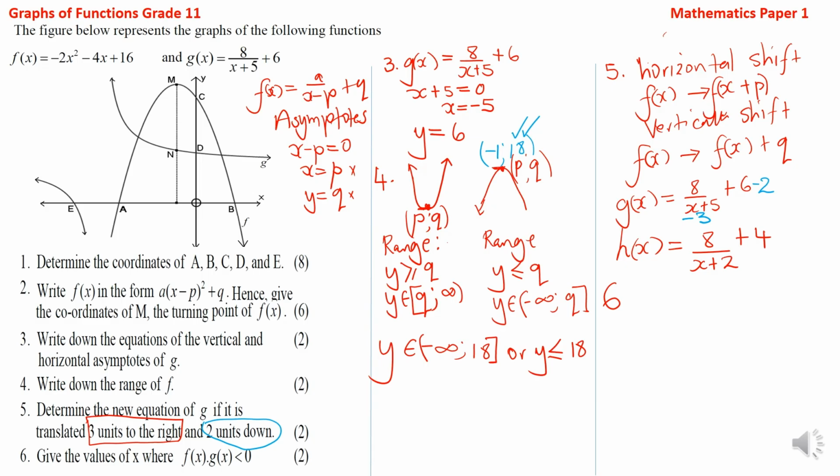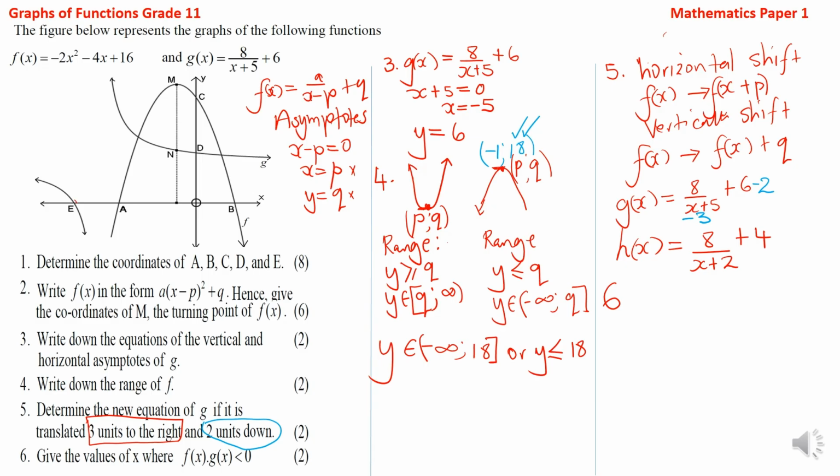Give the values of x where f of x multiplied by g of x is less than 0. I did a whole explanation on this one using various graphs. You can look for that video. It is there. But let's quickly have a look at the answer to this question.